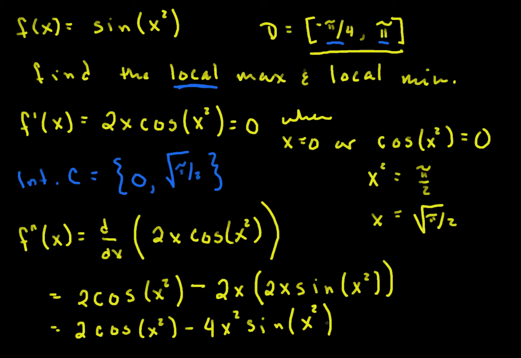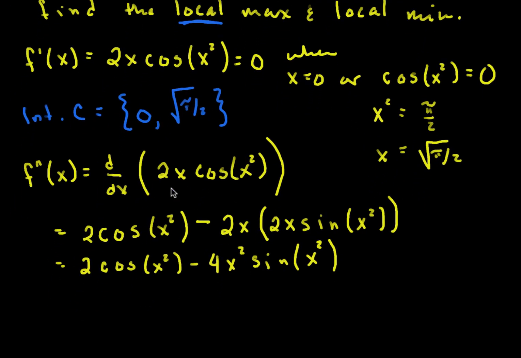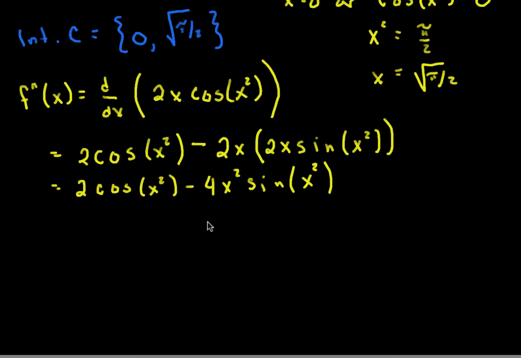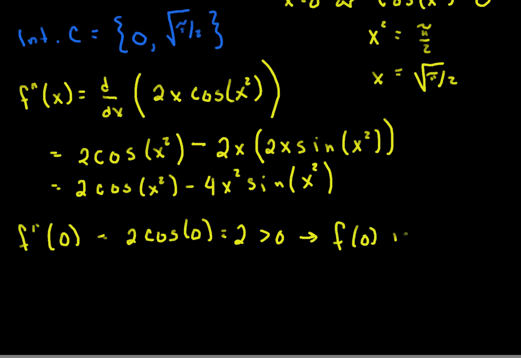And so let's use our second derivative test and evaluate it at our critical values. So when x is 0, we can look at f double prime of 0, which is 2 times cosine of 0 squared minus, well, that's 0 and that's 0. So this is just 2. And since that's positive, this tells us that f of 0 is a local minimum value. If it's positive, then this is a local min.